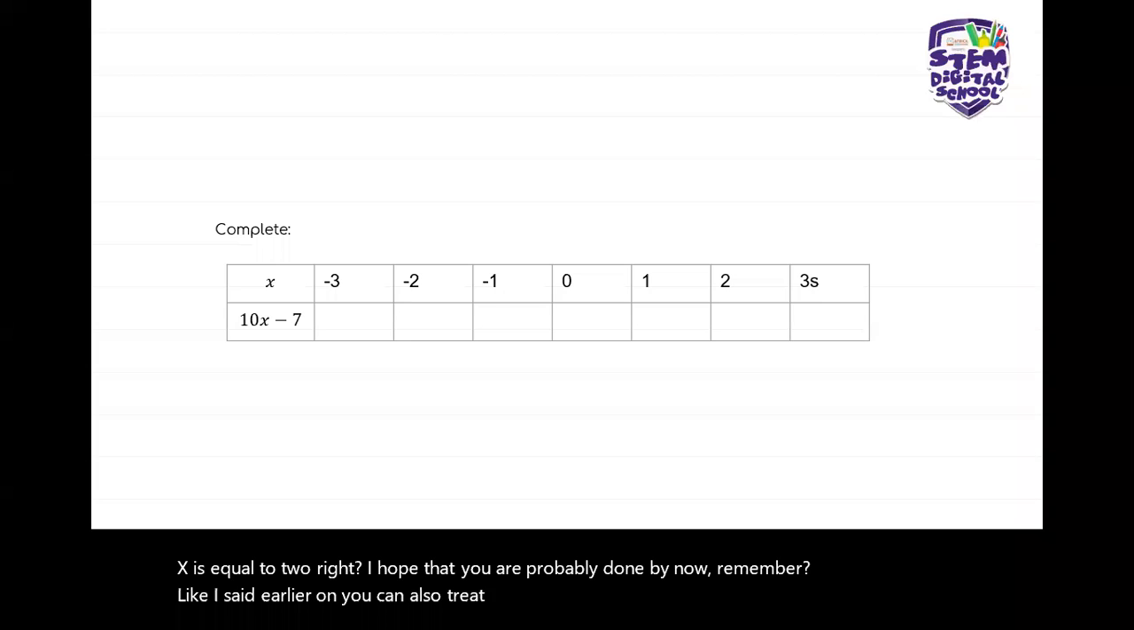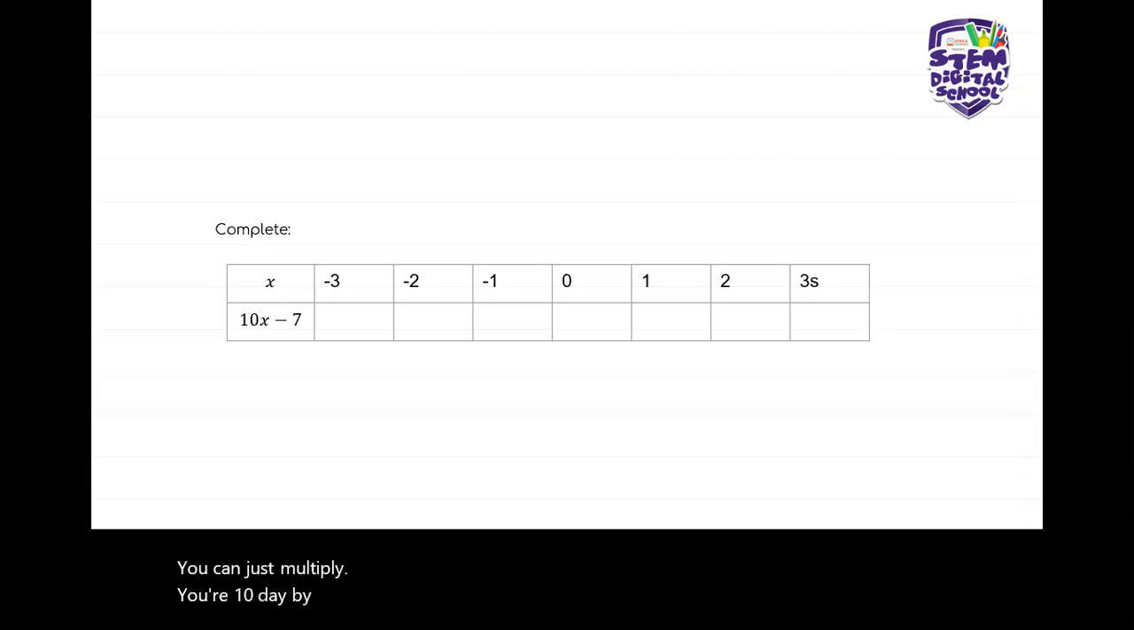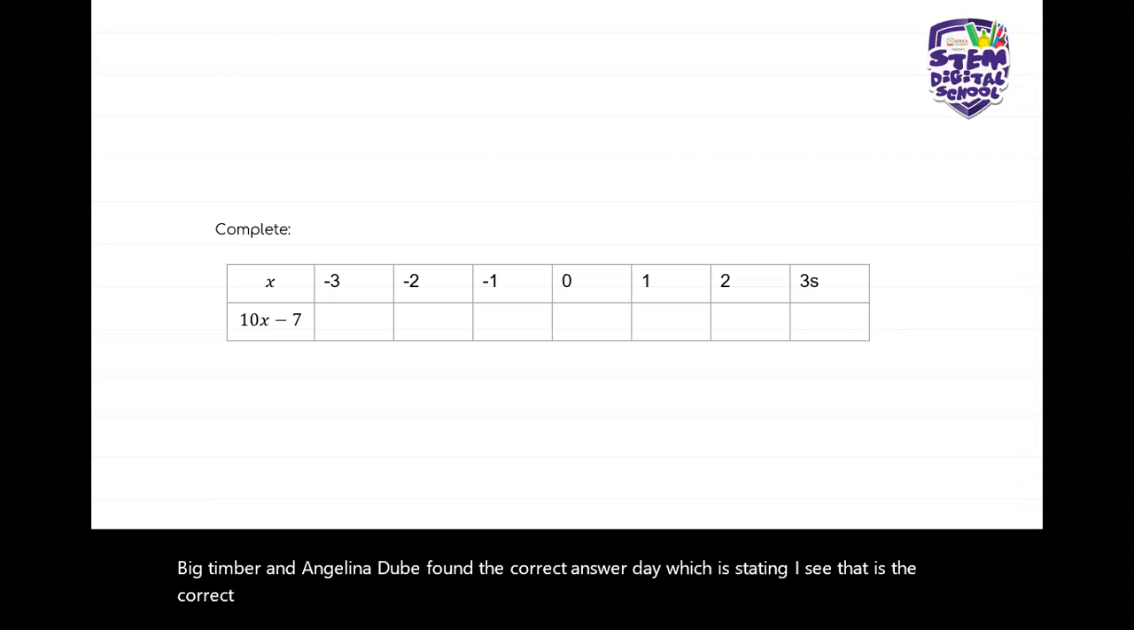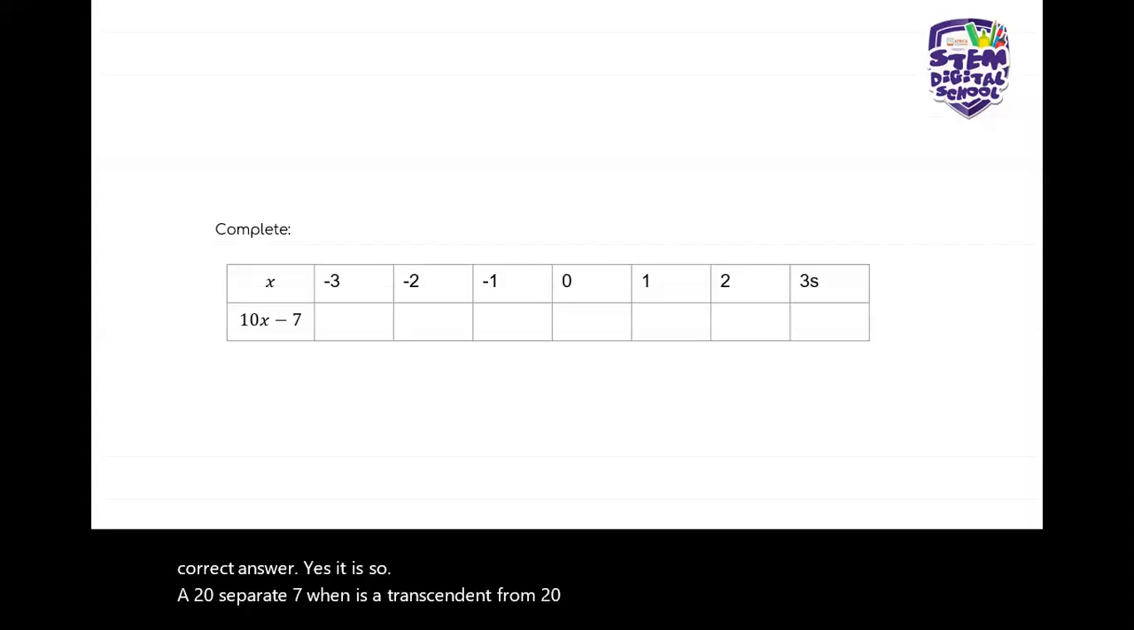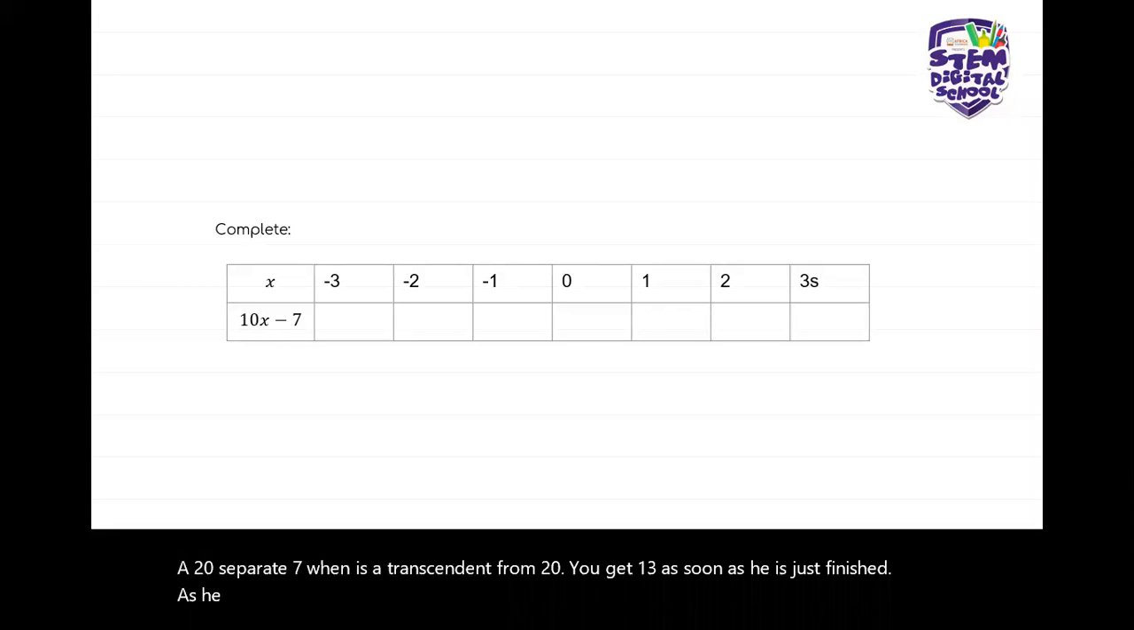In other words, you can just multiply your 10 there by 2 to get 20. Remember that 10 multiplied by 2 is 20, and thereafter you'll have 20 minus 7. Becky Temba and Angelina Dube found the correct answer there, which is 13. I see that 13 is the correct answer. Yes, it is so because when you subtract 7 from 20, you get 13. I see Nolwazi has just finished. Even Nolwazi found the answer to be 13.